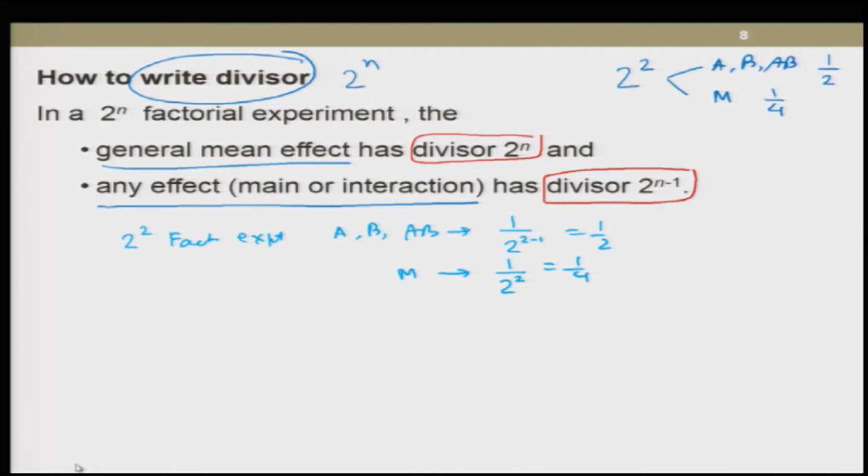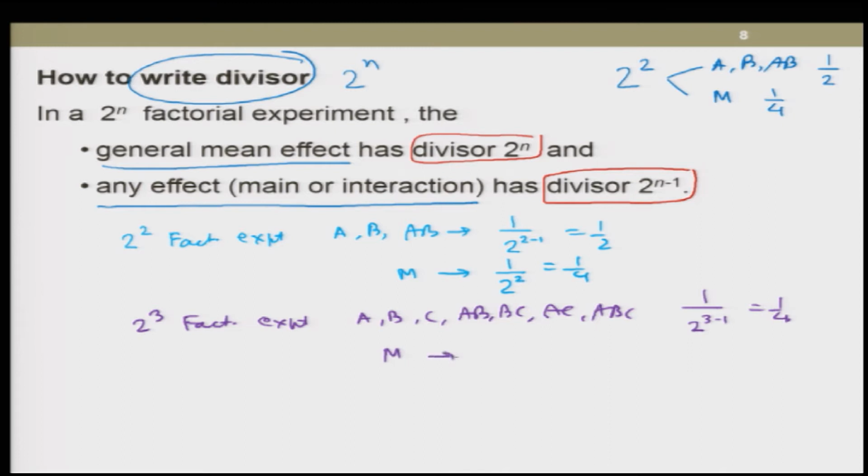Similarly, for the 2 cube factorial experiment, for all the effects a, b, c, ab, bc, ac and abc, the divisor was 1 over 2 raised to the power of 3 minus 1, which is 1 over 4, and for the general mean effect the divisor was 1 upon 2 cube, which is 1 upon 8.